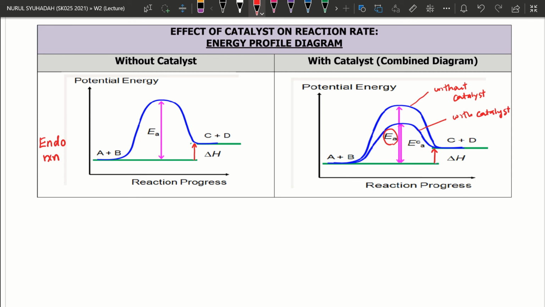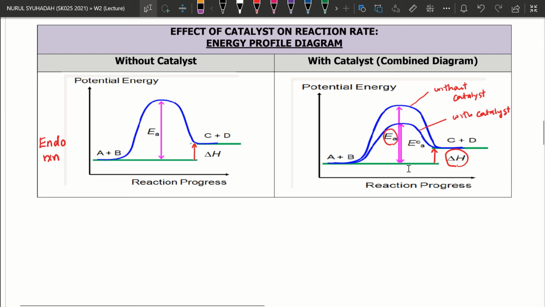Since catalyst, how does catalyst work? It increases the rate of reaction by providing an alternative pathway for the reaction that has a lower activation energy. So that's why you will draw here a lower curve, that has smaller activation energy, but the energy of the reactant and the energy of the product is still the same. So that's why here you will have the same delta H, just the difference is at the activation energy. Okay, so this is for endothermic reaction.